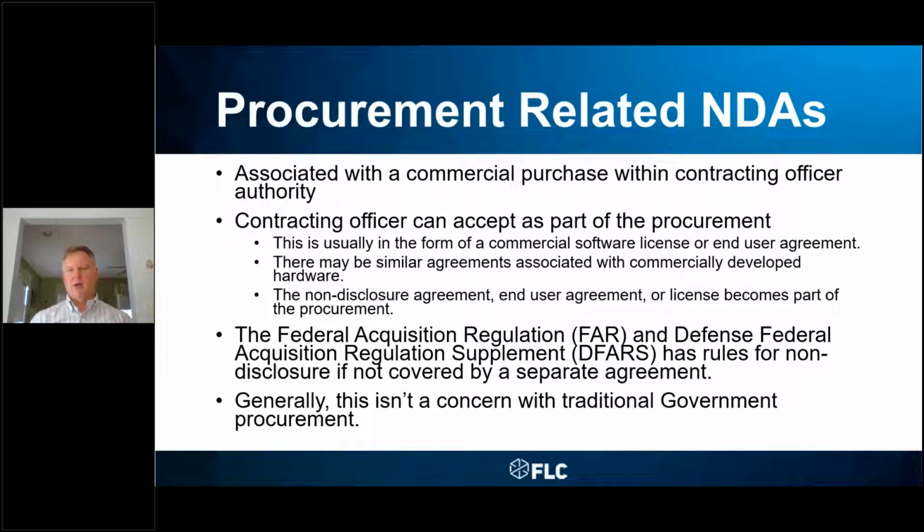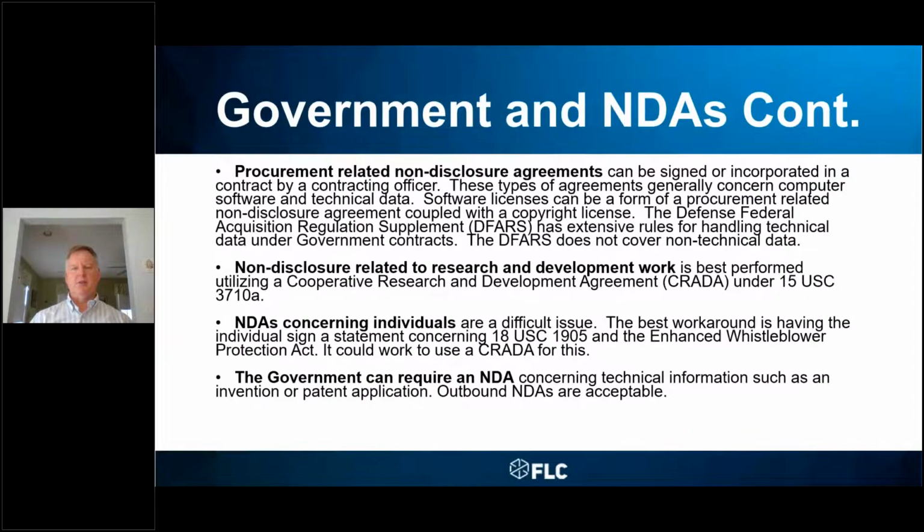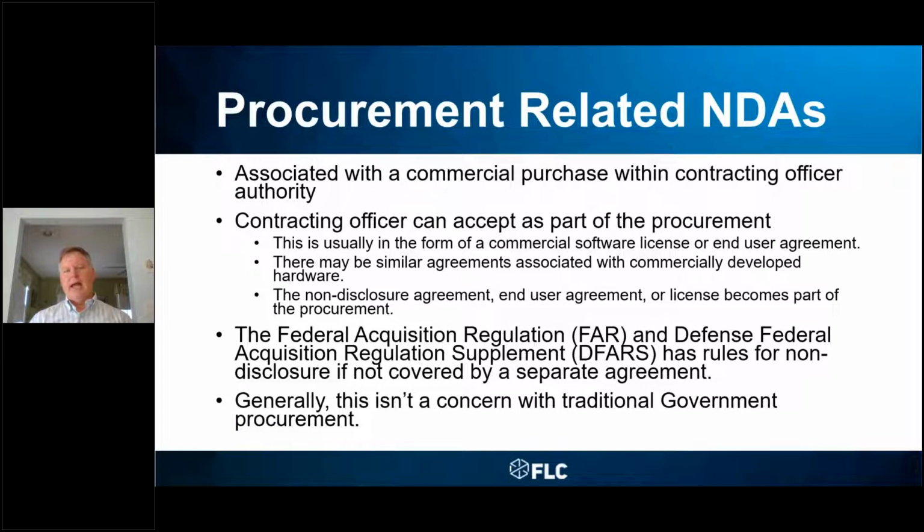This is the slide for procurement-related NDAs. These are associated with a commercial purpose. A contracting officer can accept these as part of the procurement. This is usually a commercial software license or some sort of end user agreement. Sometimes these are related to commercially developed hardware. All the usual rules apply to this, but it's usually going to be the contracting officer who signs. Very often the contracting officer seeks legal approval, so I have to look at the agreement and check all the clauses. The Federal Acquisition Regulation FAR and the Defense Federal Acquisition Regulation Supplement DFARS do a pretty good job of dealing with this stuff. Everything we buy is generally covered by the rules.